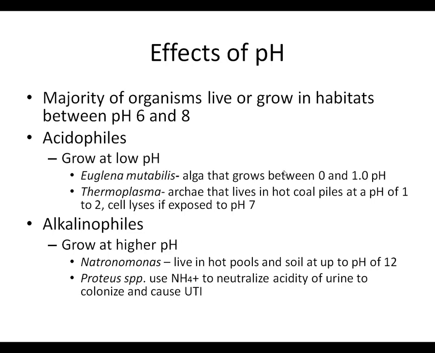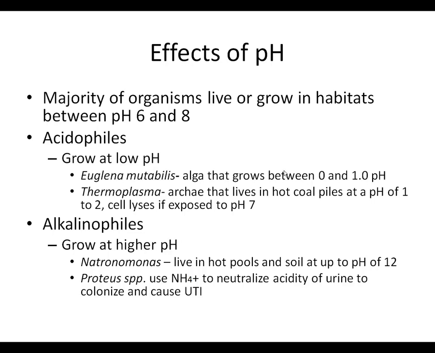Alkalinophiles, these are going to be those cells that like it at a higher pH. These are going to be the opposite end of the spectrum. Natronomonas, this is going to live in hot pools. It's also in the soil, and it can live in very high pHs, pH of 12. The pH scale only goes up to 14, so you're talking about something that loves it extremely, extremely basic.